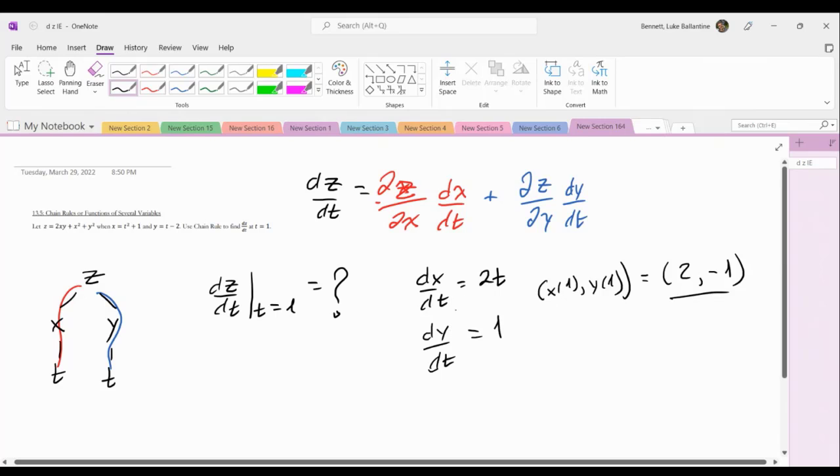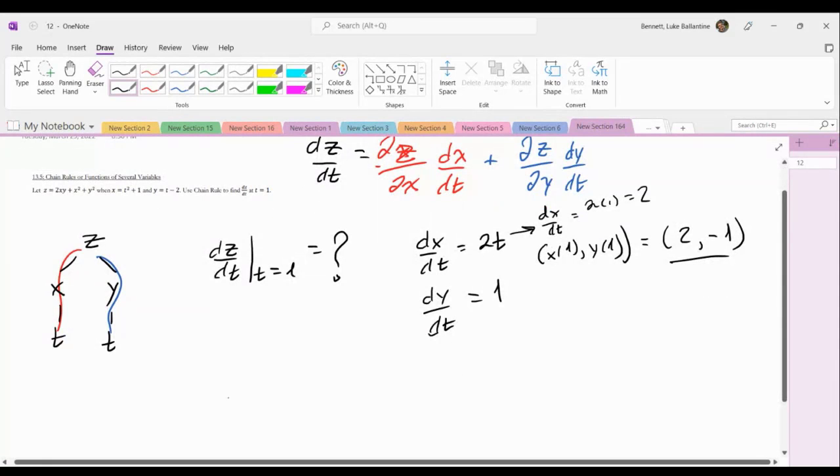And then we can plug in t is 1. So dx/dt equals 2 times 1 is 2. And then plug in 1, we still get 1. So that's good. And then as for partial z, partial x, we'll evaluate this at 2, negative 1. So this is equal to 2y plus 2x, and we evaluate this at 2, negative 1. So this would be 4 minus 2 is 2.